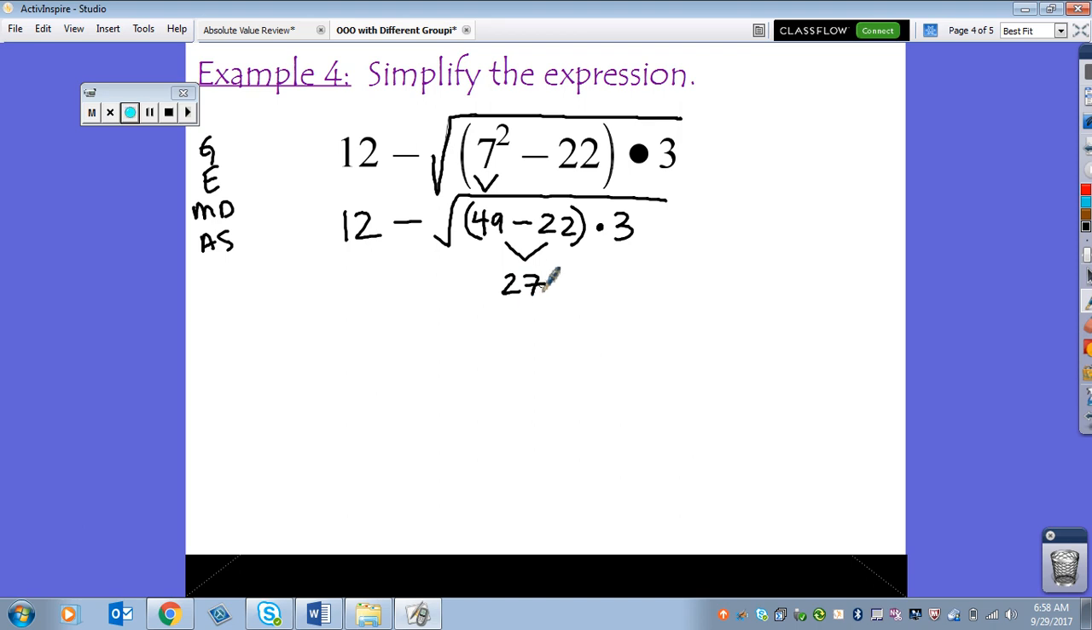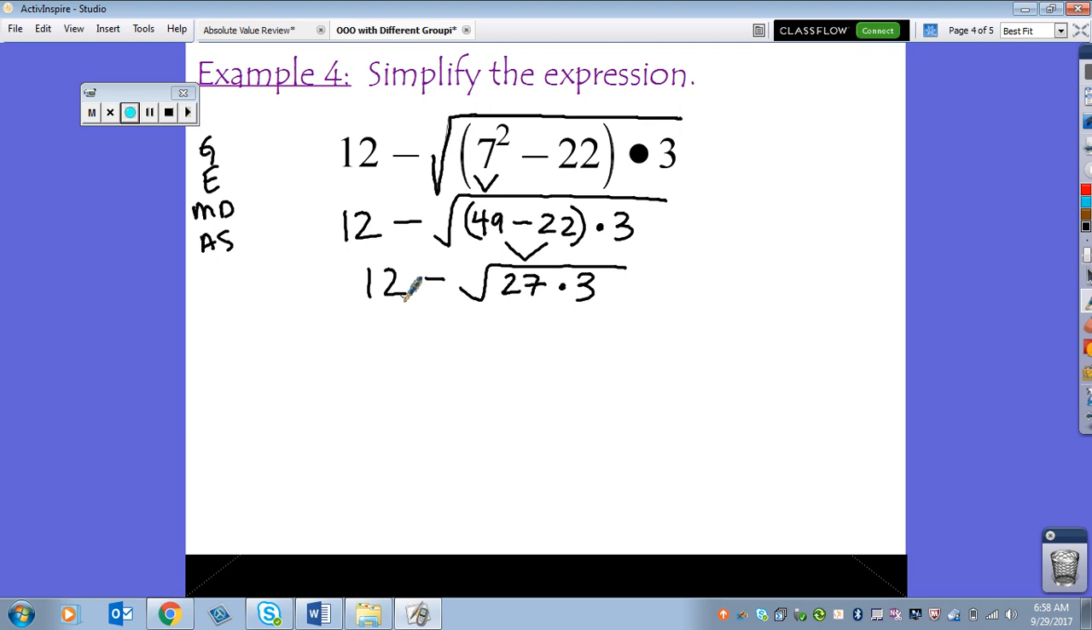Okay, so I get 27. I bring down the multiplying by 3 and the square root symbol. I don't need the parentheses around the 27 anymore because they already had the multiplication symbol behind it. I bring down the minus and the 12.